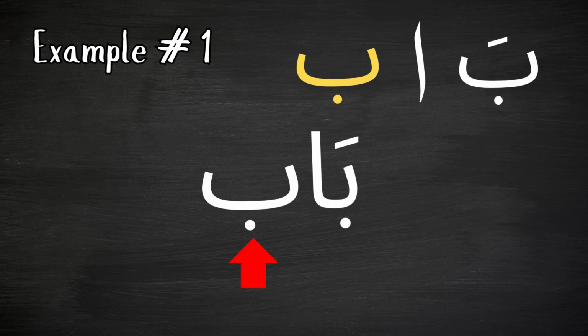Let's read together. Ba. A. B. Bab. One more time. Ba. A. B. Bab. Now the whole word. Bab.